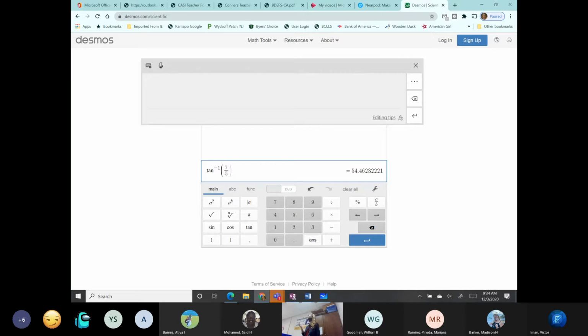Do we like using inverse? Isn't it kind of easy? That's not too bad, right? I almost think it's easier than the regular stuff.